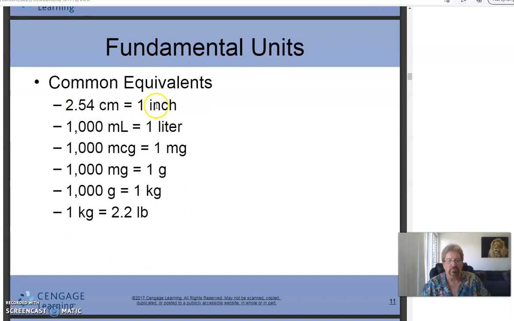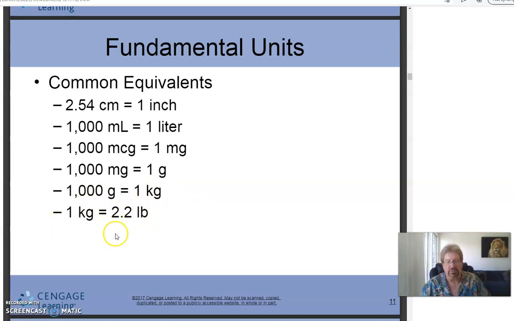Okay, so 2.54 centimeters is an inch. 1,000 milliliters is a liter. We know that because milli means 1,000. 1,000 micrograms is a milligram, yeah? Or a million micrograms is a gram. 1,000 milligrams is a gram. Okay, we know that. 1,000 grams is a kilogram. Yeah. 1 kilogram is 2.2 pounds.